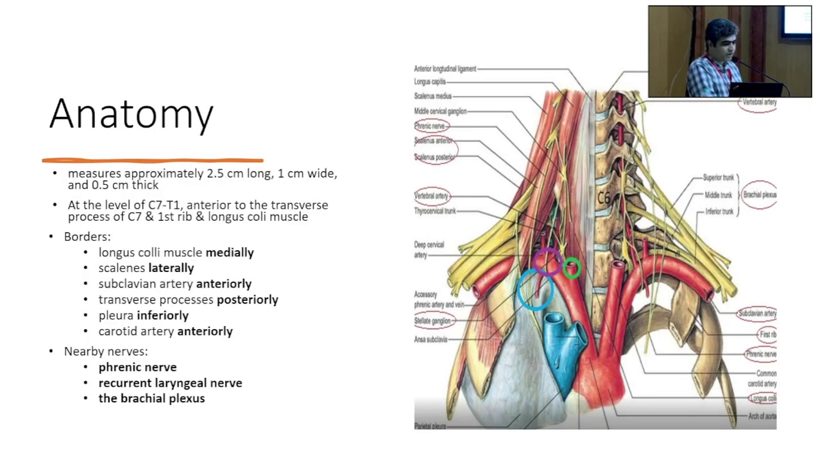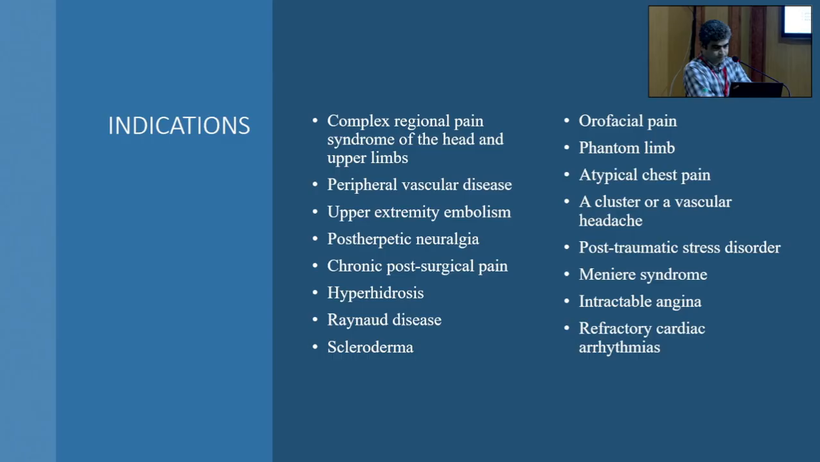So this ganglion measures 2.5 centimeter long, 1 centimeter wide and half centimeter thick. This slide is at the level of C7 and T1, anterior to the transverse process of C7 and first rib and longus colli muscle. This is the longus colli muscle. It lies anterior to these muscles, and the borders are the longus colli medially, then the scalenes laterally, then the subclavian artery, then the vertebral artery posteriorly, the transverse processes posteriorly, the carotid artery anteriorly. The nearby structures are the phrenic nerve, the vagus nerve, the recurrent nerve, and the brachial plexus.